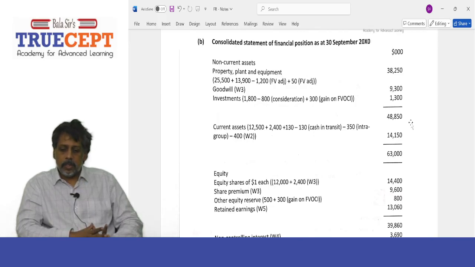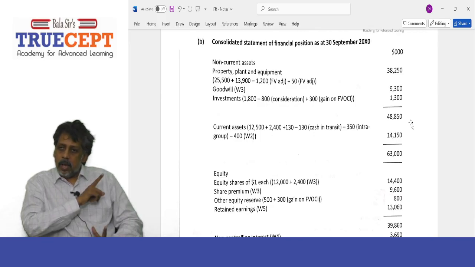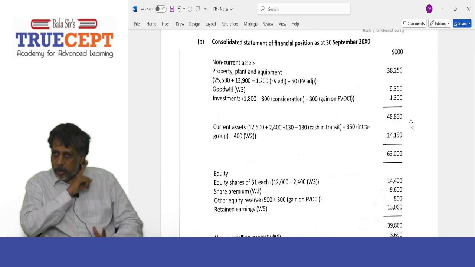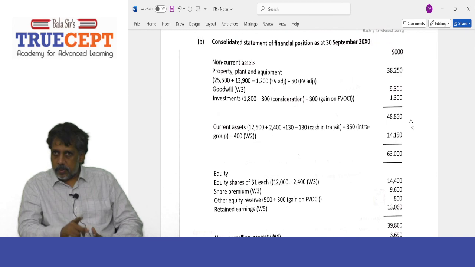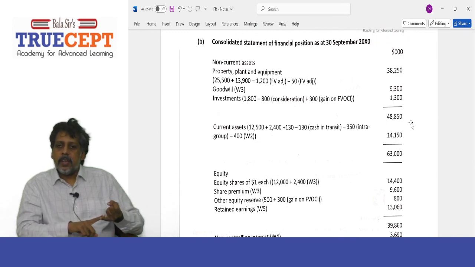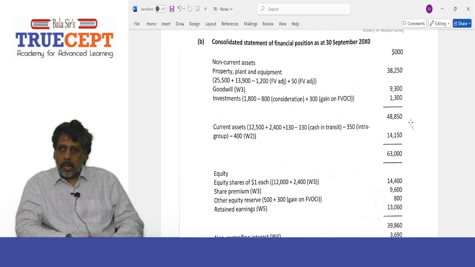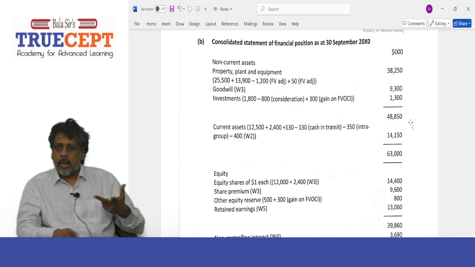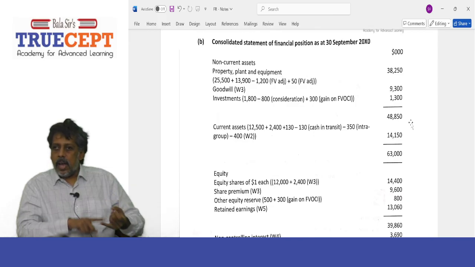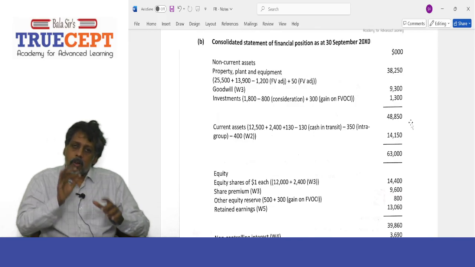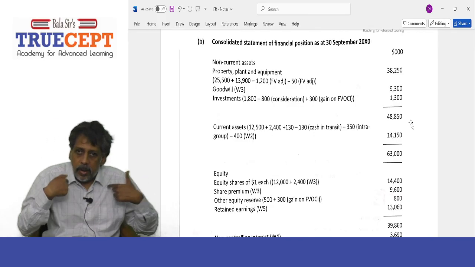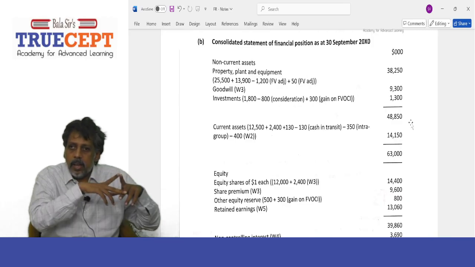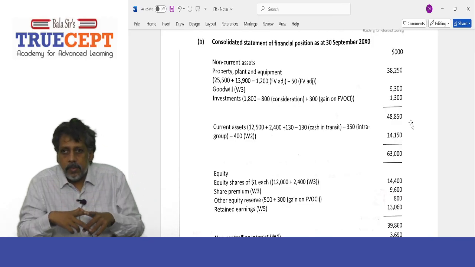Next, goodwill. What you got? 9,300. Very good. Then investments, how much? 1,800 minus 800 consideration, because that has been taken for already computing goodwill, remove that. Take only 1,000 other investments plus this 300 gain on FVOCI. Exactly. Remember, you'll pass an entry: investment account debit to fair value reserve OCI as per IND AS 109. So 1,300 is my other investments, which are fair value through other comprehensive income.